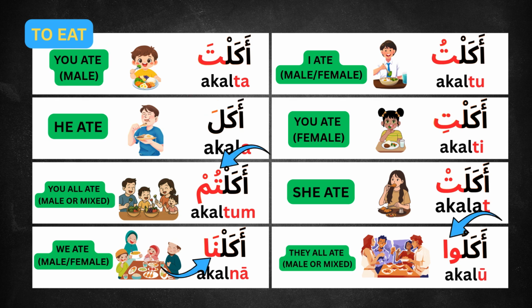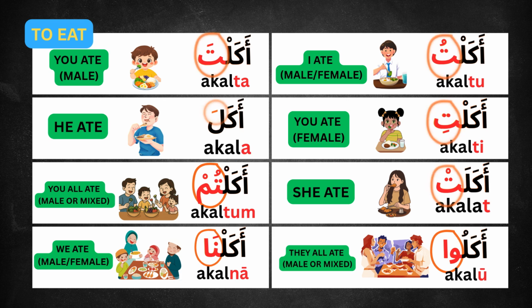Now let's move to the plural forms. In the plural forms, two letters are added at the end of the verb to show that the subject is more than one person. We, you all, and they. Keep in mind, this pattern applies to all past tense verbs.